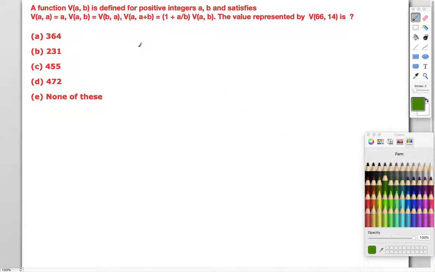A function V(a, b) is defined for positive integers a, b and satisfies the following relationships. So let's first write them all down. It says V(a, a), if both of them are the same, is exactly equal to a. Also V(a, b) is equal to V(b, a), and that's it.